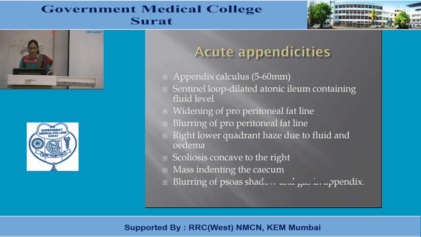Sentinel loop, that is dilated atonic ileal loops containing fluid level. There may be widening or blurring of the properitoneal fat line due to localized inflammation. Right lower quadrant haziness due to fluid and inflammation in the RIF region. Scoliosis with concavity towards the right side. Sometimes there may be a mass indenting the cecum, blurring of the psoas shadow, and gas in the appendix.